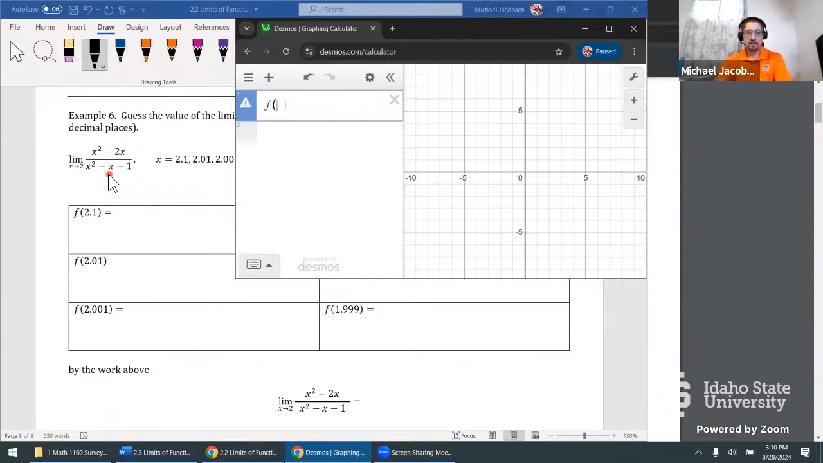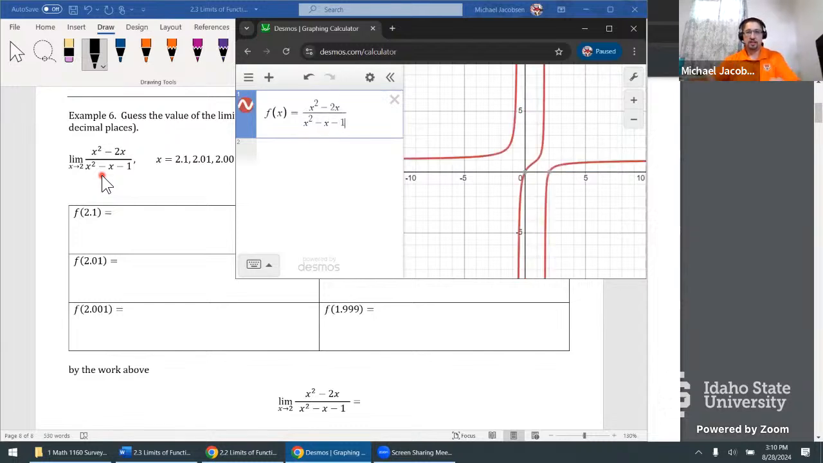F of x equals. So if we're using Desmos to get through this problem, that's another indication I'm not going to ask you this one on a real exam. It's too much busy work. And this is really a great one for a shortcut, just defining the function, which you couldn't do on an exam anyways. Get the fraction in, and it's x squared minus 2x. Down below, it's x squared minus x minus 1. And we're taking the limit as x goes to 2.